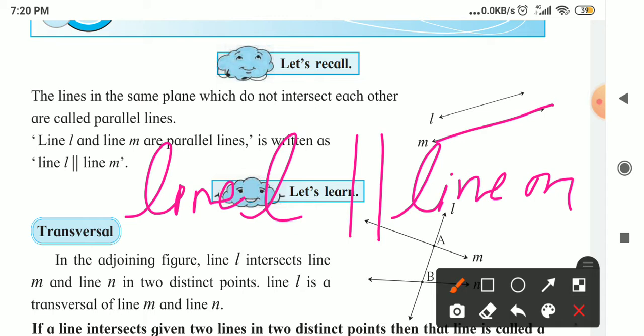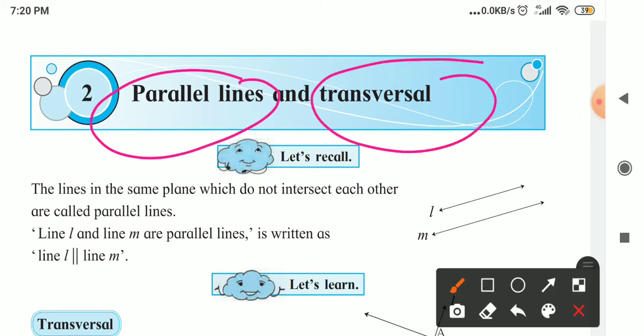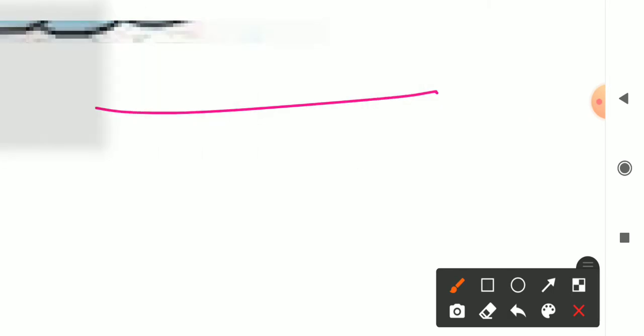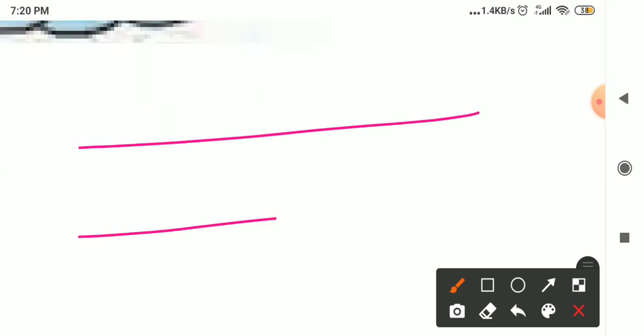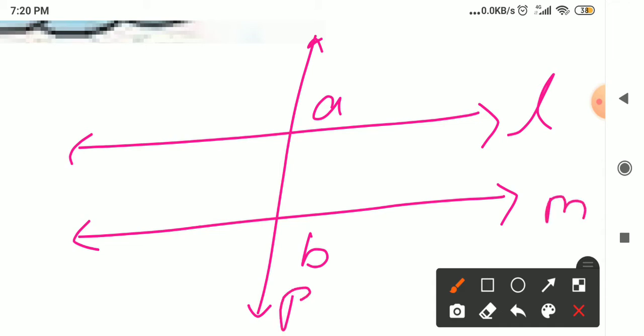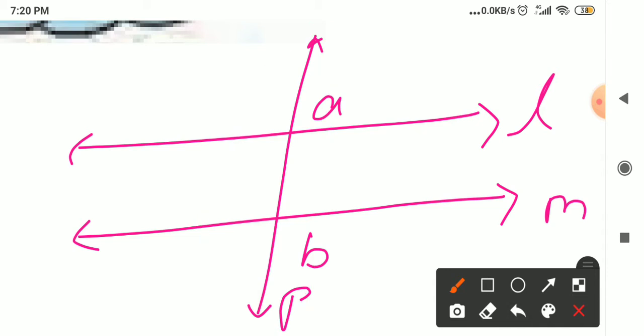Now what is the meaning of transversal? The lesson name is parallel lines and the transversal. Okay, so if two lines are there, suppose these are the parallel lines, and one line which intersects both these lines in two distinct points, suppose AB. So L and M are the lines and P is called a transversal. So this line is called a transversal. Okay, so line L is parallel to M and then P is a transversal, we can say.